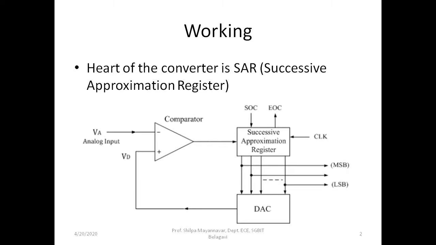Today we will discuss the successive approximation type, which uses a comparator, a successive approximation register, output latches and a digital to analog converter. The figure shows a successive approximation type of analog to digital converter, with the heart of this circuit being an 8-bit successive approximation register, which is called SAR. The output of SAR is applied to an 8-bit D to A converter.